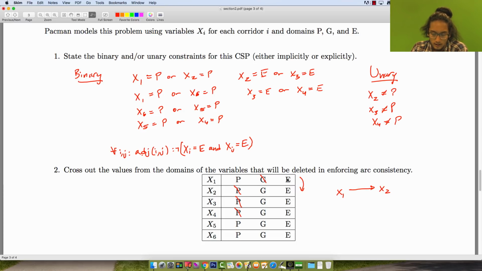And then same process for E. If I assign E to x1, is there some value over here which I can assign to x2 which satisfies the constraints?